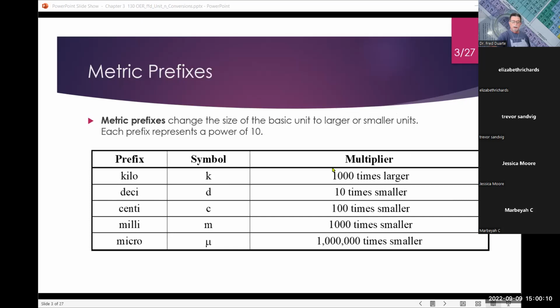Okay. Now, the prefixes, which I introduced in that PDF file: the symbol k for kilo, which represents 1,000 times larger. d for deci, 10 times smaller. c for centi, 100 times smaller. m for milli, 1,000 times smaller. And then the lowercase Greek symbol mu, for micro, which is 1,000,000 times smaller.